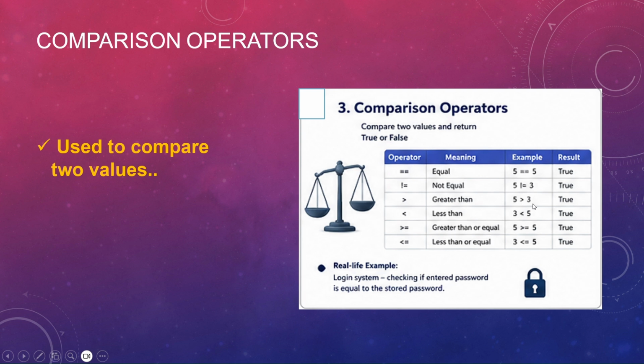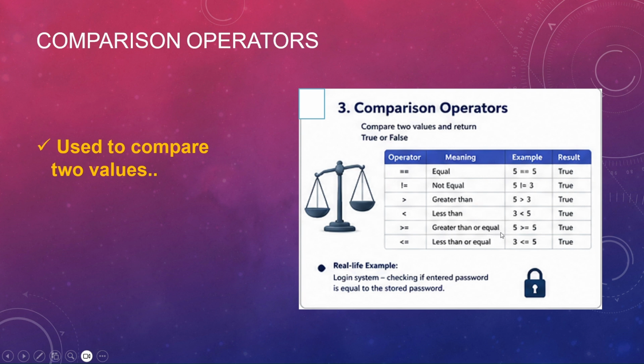Greater than: is 5 greater than 3? Yes, true. Is 3 less than 5? True. If it had been 5 less than 3, it would have given false. Okay. Greater than or equal to: here it checks two conditions.